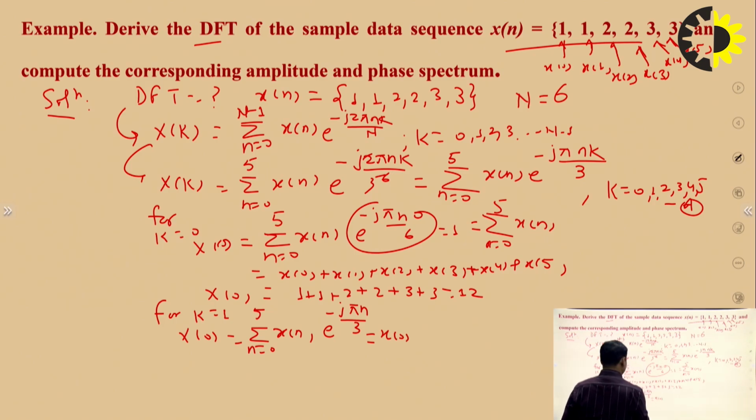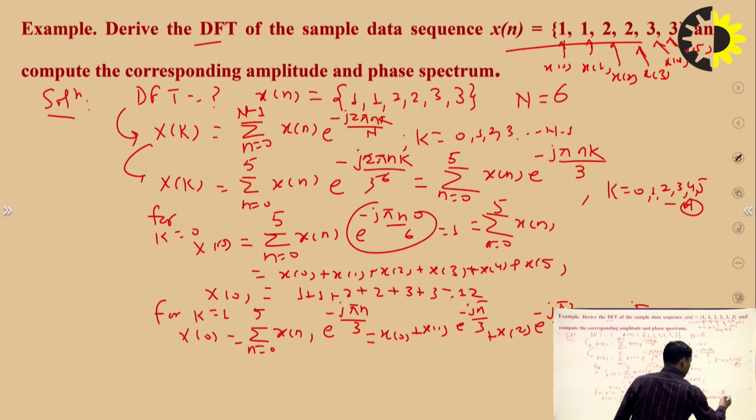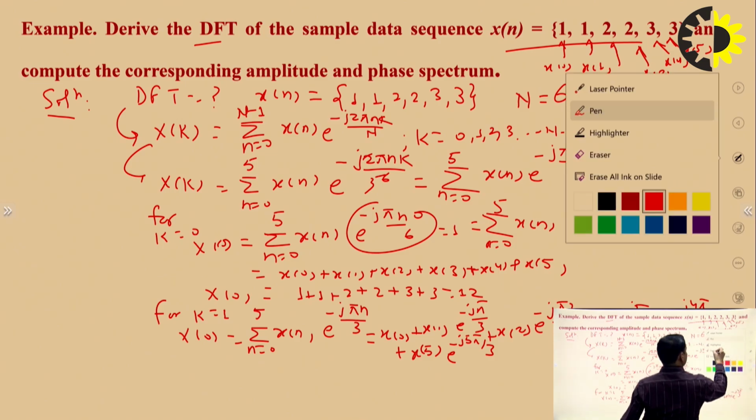For n equals 0, x of 0, then x1 e raised to power minus j pi by 3, then x of 2 e raised to power minus j 2 pi by 3, plus x3 e raised to power minus j pi, plus x4 e raised to power minus j 4 pi by 3, plus x of 5 e raised to power minus j 5 pi by 3 here. Sorry, it is a typing mistake here.